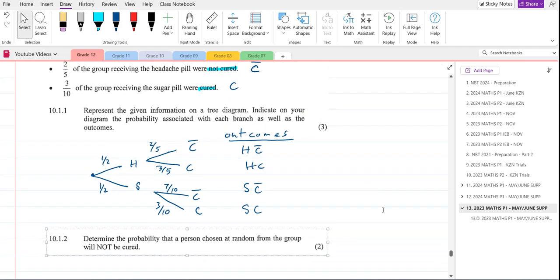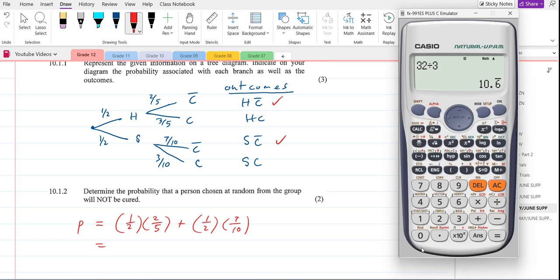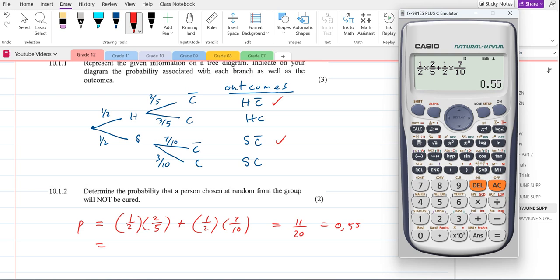Determine the probability that a person chosen at random from the group will not be cured. Not cured is that one and that one. So the probability that they will not be cured is half times 2/5 plus half times 7/10. We can just enter this entire thing into the calculator and get the answer. So that's half times 2/5 plus half times 7 out of 10, and I've got an answer of 11 out of 20, which is basically 0.55. Let's check what 11 out of 20 is. Yeah, 0.55. I hope you guys understood that.